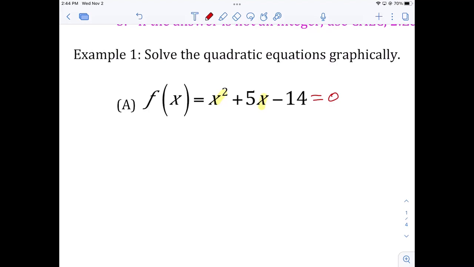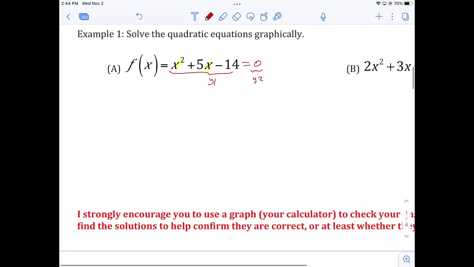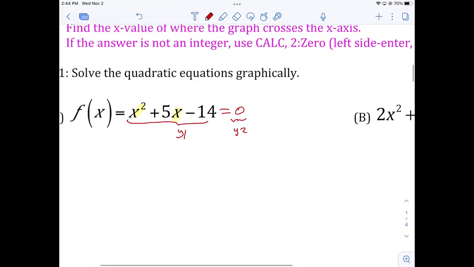But there's another way that we can do it that we're going to learn right now, and it's called graphing. Here's what I'm going to teach you to do. You're going to graph this in y1. You're going to graph this in y2. So the steps so far would be this. Number 1, get it equal to 0. Number 2, put f of x in y1 and 0 in y2.